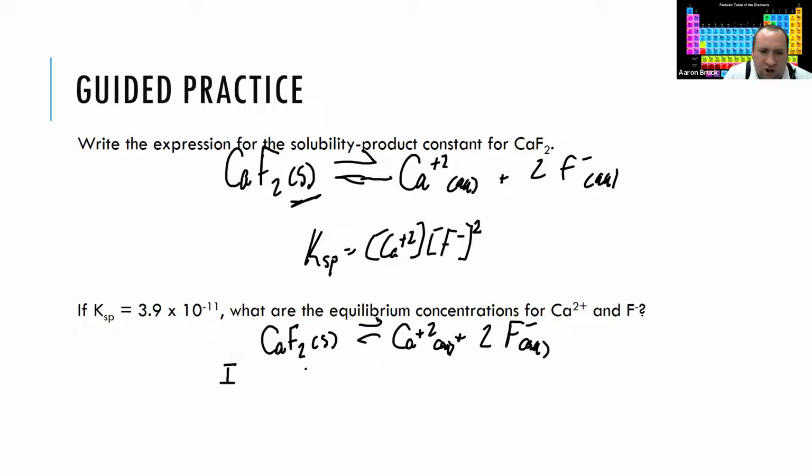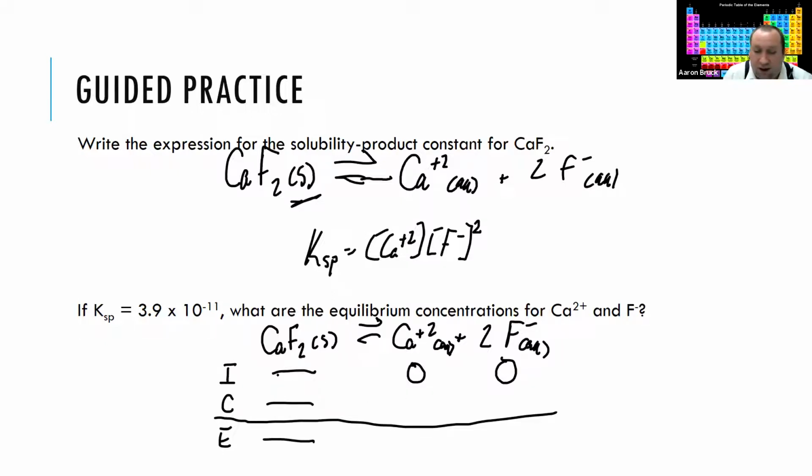And my initial concentration, again, I don't care about the calcium fluoride, but before I throw any of that solid into solution, I know I'm going to have no calcium and no fluoride. And so the rest of my ice table is going to look like that. I don't care about that. I'm going to gain 1 part calcium ion, and I'm going to gain 2 parts fluoride ion, again because of the stoichiometry. So at equilibrium, I'm going to have 1 part calcium and 2 parts fluoride.